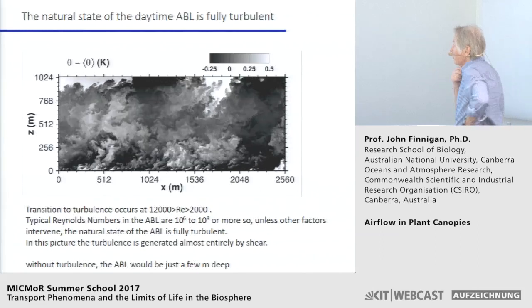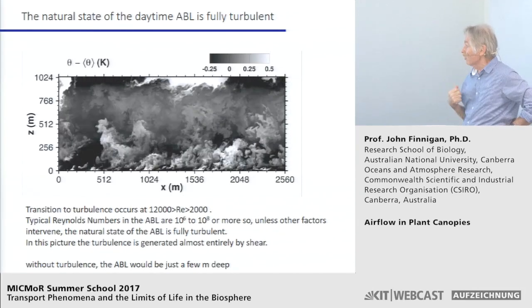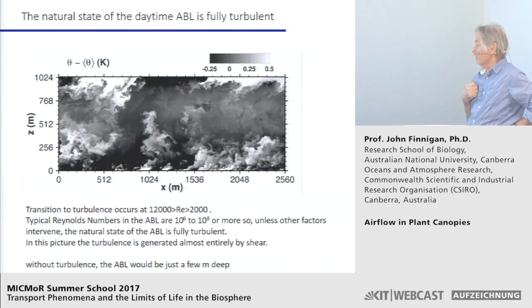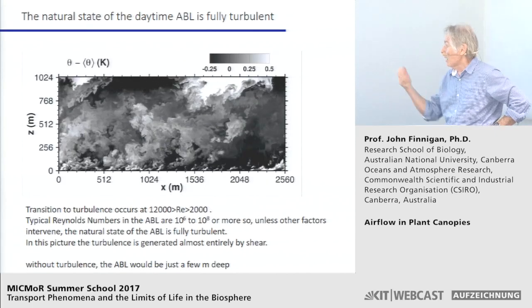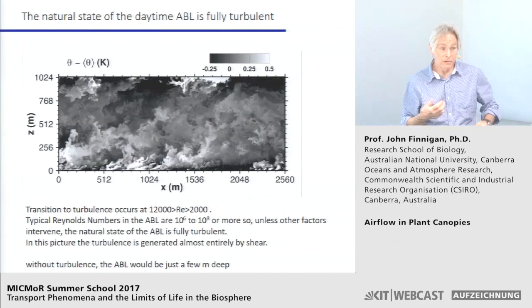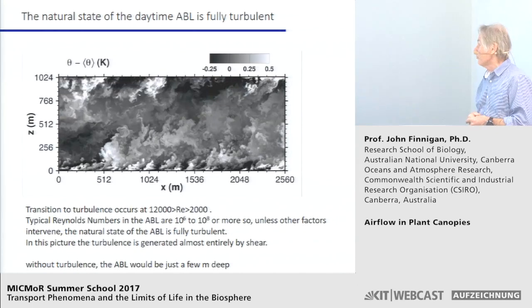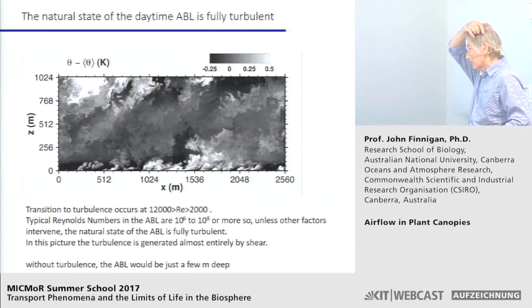So the natural state of the daytime boundary layer is fully turbulent because transition occurs at Reynolds numbers of order 1,000 to 10,000. Atmospheric Reynolds numbers are about 1 million to 100 million. So the atmosphere is almost always fully turbulent, unless other things intervene. And we'll look at one of those next.